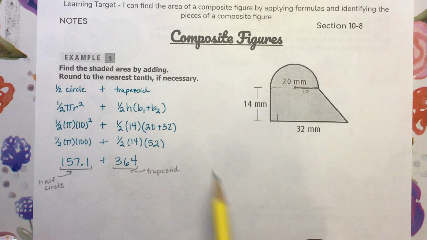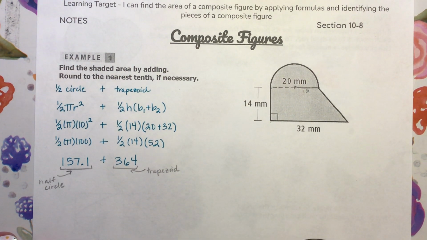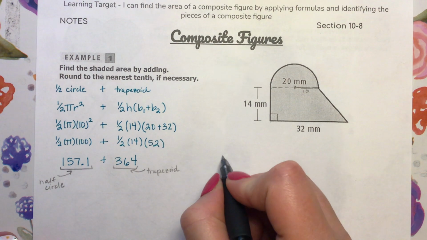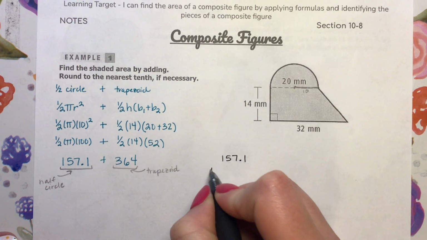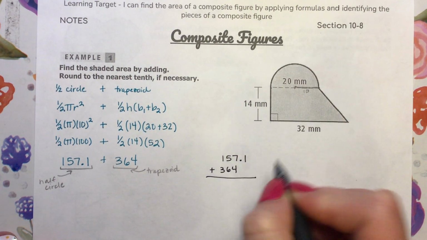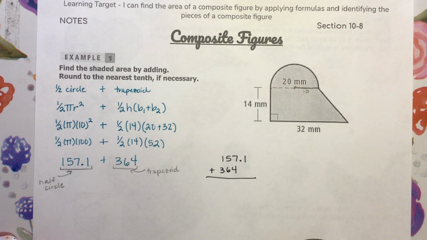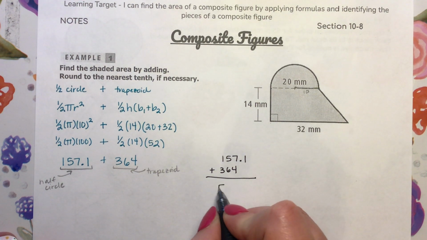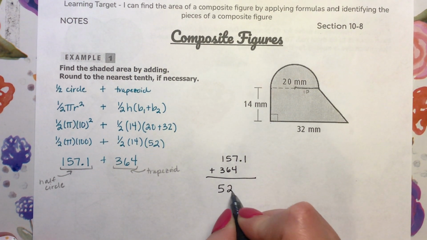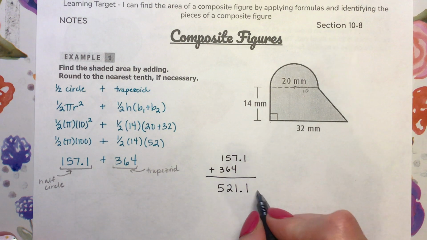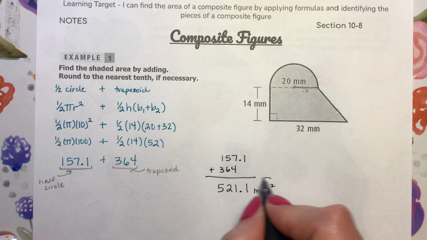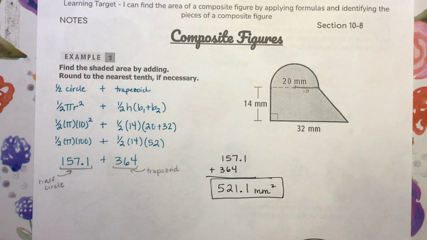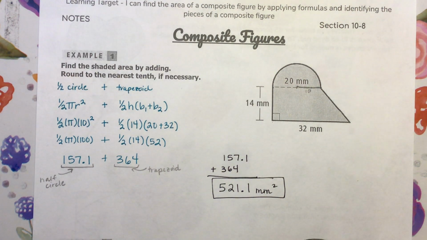So if I want to find the total area between the two, add them up, and that's what our answer will be. So I have 157.1 plus 364. Add those up. I'm just using my trusty calculator to do that, and I'm getting 521.1, and then I'm going to put my unit on there, millimeters squared. And there you have it. So in this example, I had two pieces stuck together to get me a larger new shape.